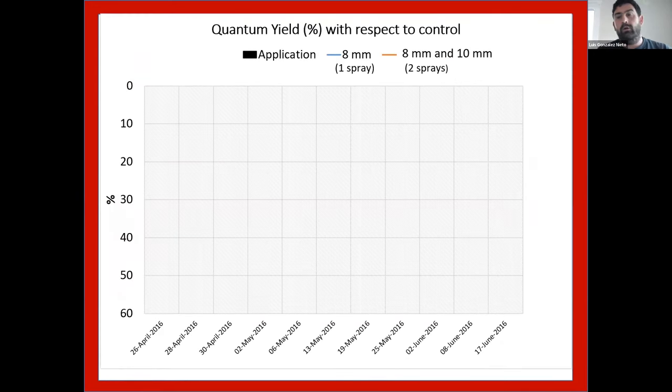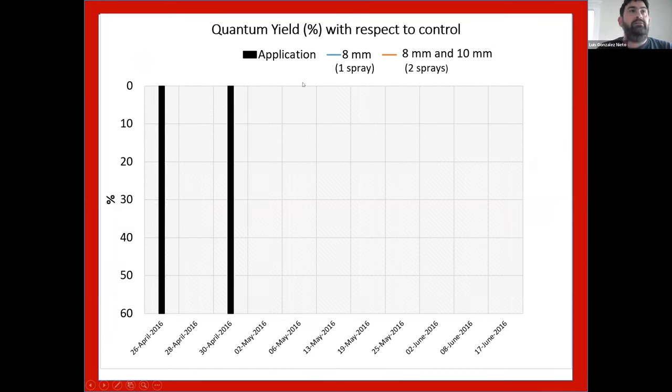Okay, but how is the inhibition of Metamitron? There are 2 scenarios. You can do 1 spray or 2 sprays. This bar is the day of a spray. In this case, this bar is the 8 millimeter spray, and this bar is the 10 millimeter spray.